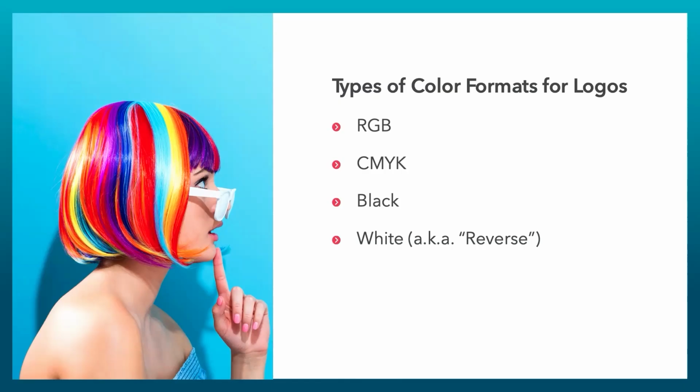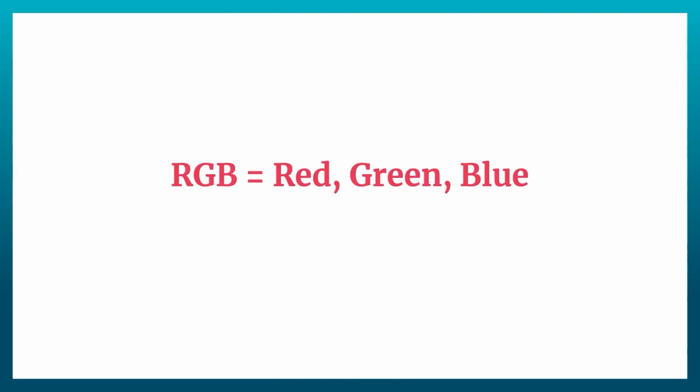Some companies may also want a version that uses the Pantone matching system, also known as PMS color. RGB color refers to red, green, and blue. RGB is designed for screens such as computers, phones, and TVs. In this format, colors are created by combining light. We'll talk about this more in detail in the next module.